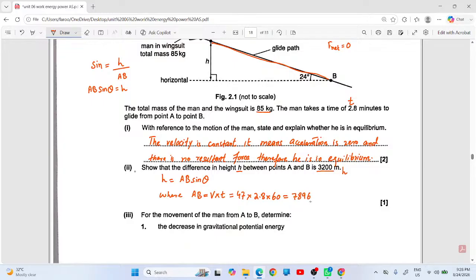Now we apply h equals AB, AB equals 7896 sine of 24. It's 1 mark but lengthy. Is there any other method? 3211.6, okay, it came. So nearest 100 is 3200 meter.